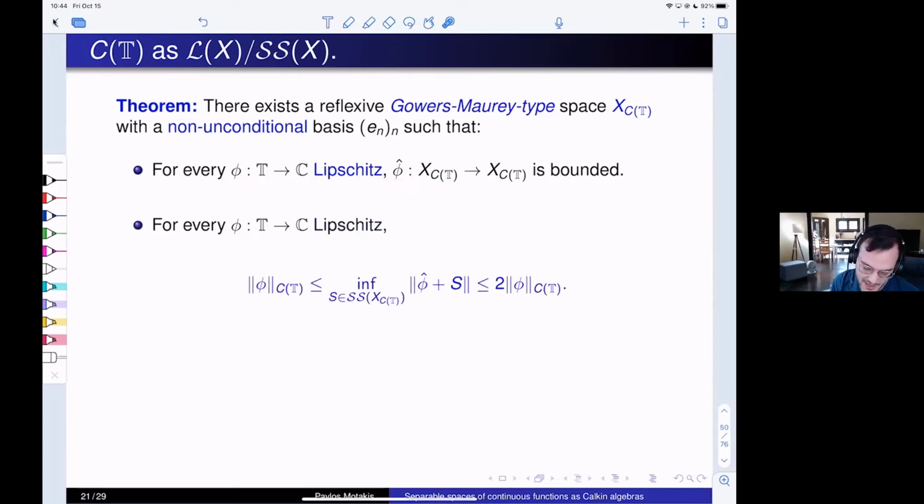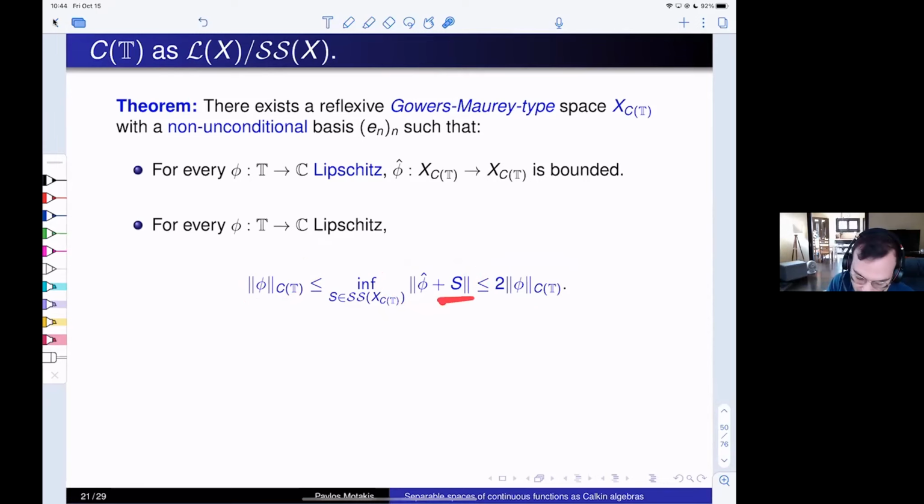The second thing is if I look at any Lipschitz function on the torus, and I look at its phi hat, and I mod out the strictly singular operators from it, so I'm just subtracting any strictly singular part that it may or may not have, then the norm of this is the sup norm of phi up to some constant. I'm not talking about isometries now because the isometric result is a bit more technical, that's all. So let's just forget about isometries for now. So these phi hats, modulo strictly singular operators, their norm is the norm of phi.